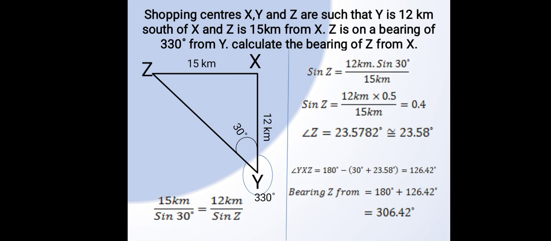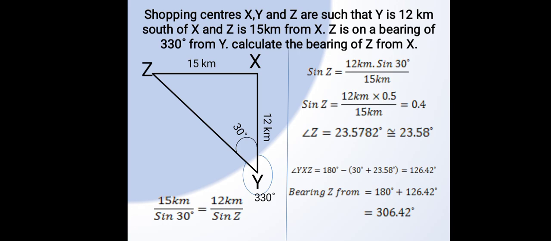Now, we have been told to calculate the bearing of Z from X. Now, for the bearing of Z from X, we shall use the sine rule. So, sine Z will be equal to 12 kilometers multiplied by sine 30 over 15 kilometers. We get sine Z to be 0.4. Now, 0.4 from tables is 23.58.